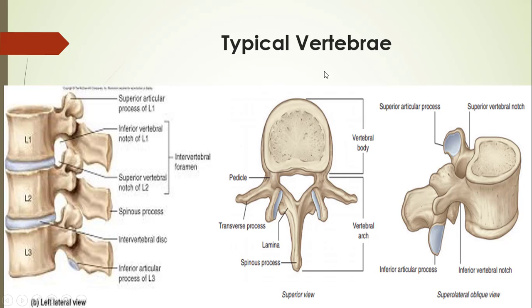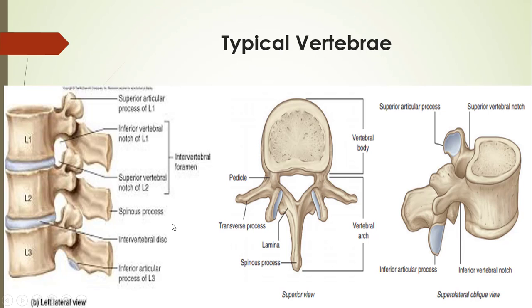First, the typical vertebra. Each typical vertebra consists of an anterior vertebral body and a posterior vertebral arch. And vertebral bodies are linked to adjacent vertebral bodies through the intervertebral discs. Vertebral body is the major weight-bearing part of the vertebra. It is also linked to adjacent vertebrae not only by the intervertebral disc but also with ligaments.